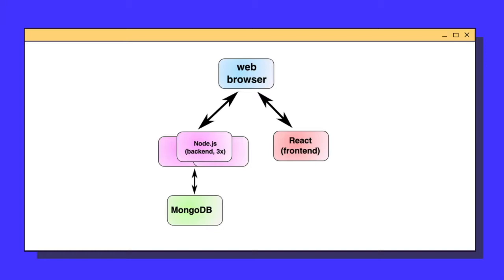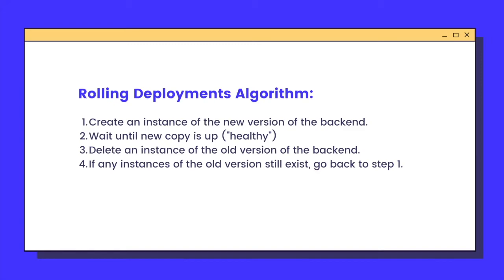Let's say your app has enough traffic that users will notice if it goes down for a little while. How would you push a new version of the application without causing downtime? This is where rolling deployments come in. The high-level algorithm for a rolling deployment looks like this. You create an instance of the new version of the backend, say. You wait until it's up, so you keep trying to connect to it until you get a response that's satisfactory. And then you delete an old version and route the traffic to the new version. If any instances of the old version still exist, go back to step 1 and repeat.